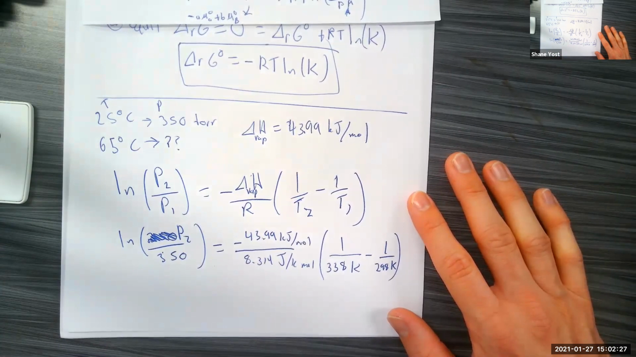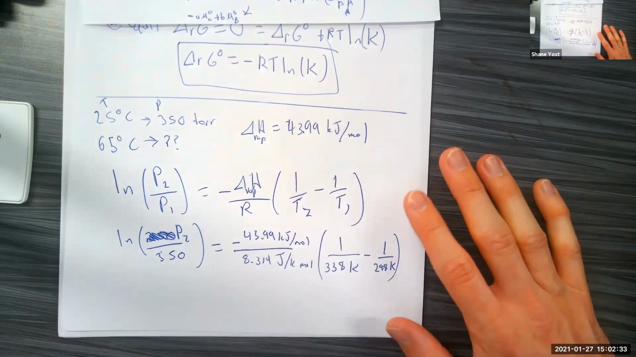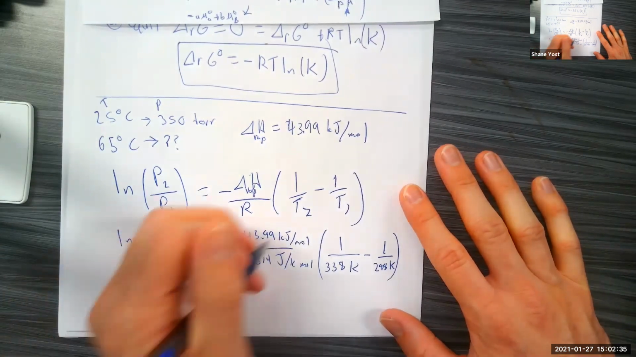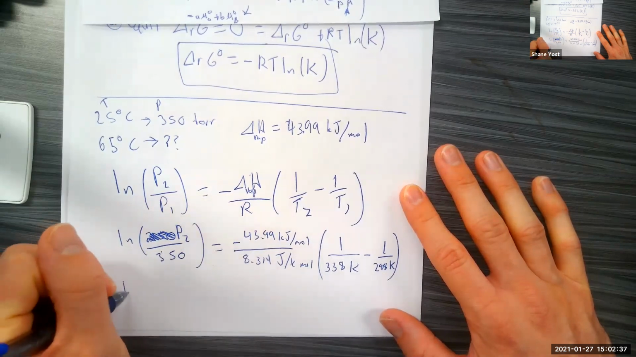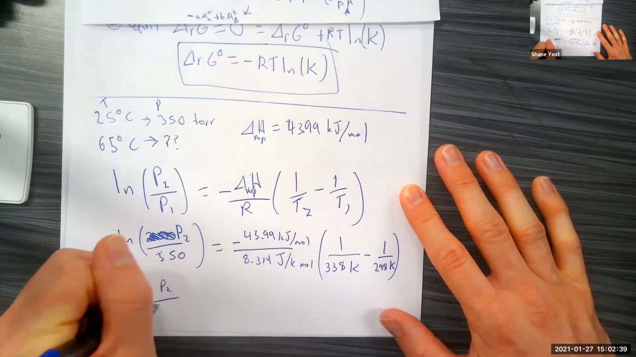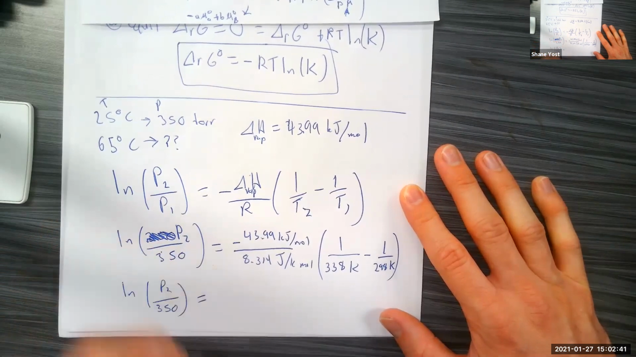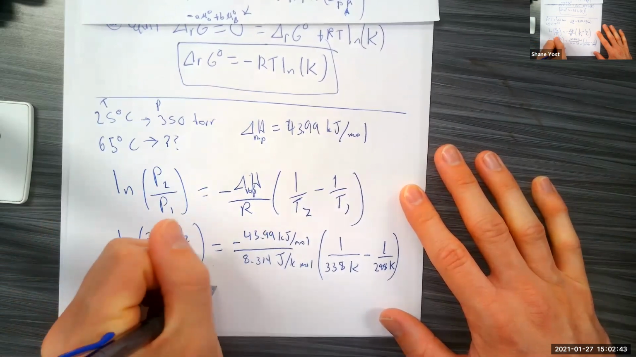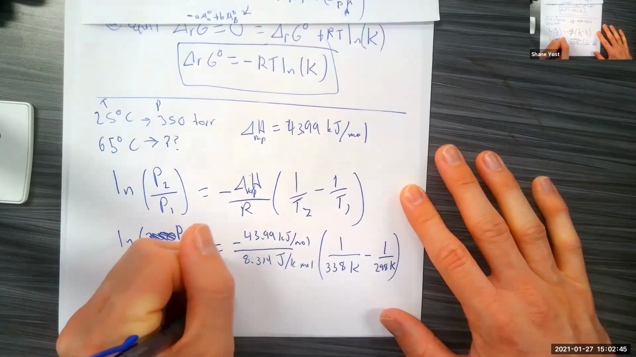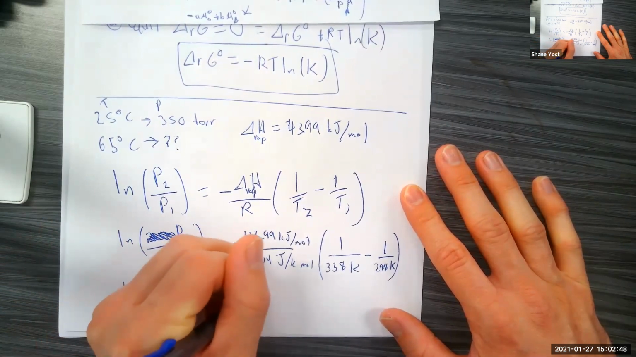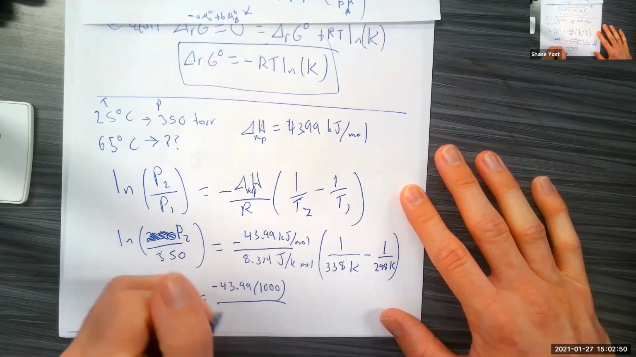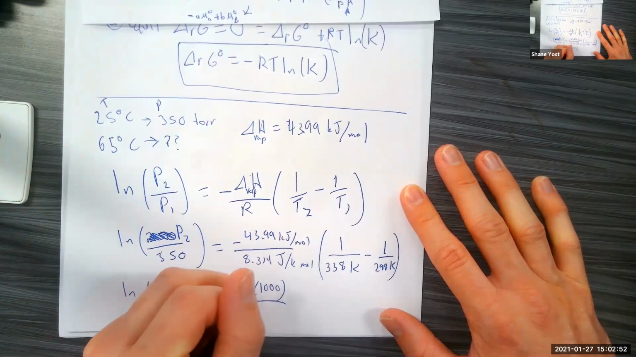Oh, okay. Is that the final pressure, maybe? Is that what you're getting at? Right. So I'm going to have this natural log of P2 over 350 equals minus, and I'm going to multiply this by 1,000 to convert it to joules. Okay, so my units work out.